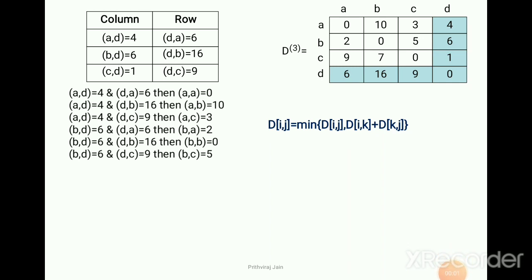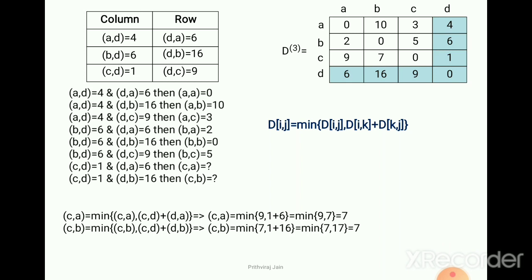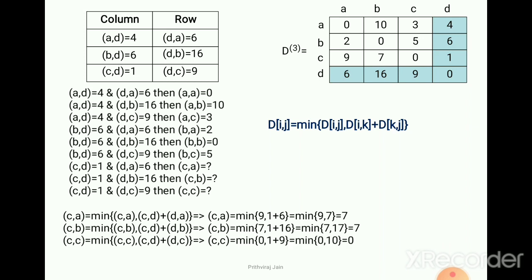Okay, next we will find the combination with C comma D. So C comma D and D comma A, find it for C comma A. So C comma A is equal to 7. C comma D and D comma B, find it for C comma B. So we'll get C comma B as 7 only once again. Lastly, C comma D and D comma C, find it for C comma C. So for C comma C, again we'll get the value as 0.